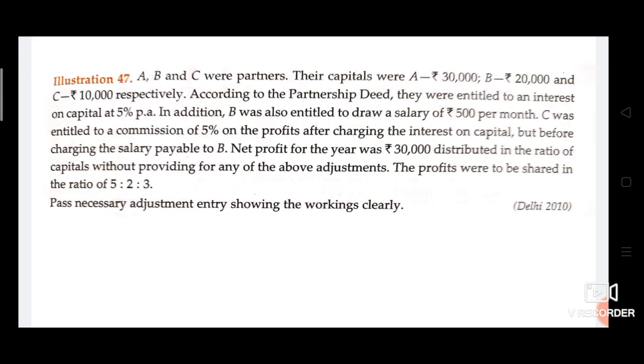Net profit for the year was rupees 30,000 distributed in the ratio of capitals without providing for any of the above adjustments. The profits were to be shared in the ratio of 5:2:3. Pass necessary adjustment entry showing the working clearly. So first we can prepare appropriation account as a working note. Then we will prepare adjustment table and then we will pass adjustment entry here. Okay. Instead of preparing appropriation account, we can do the working in a different form also. Okay. So let's solve.